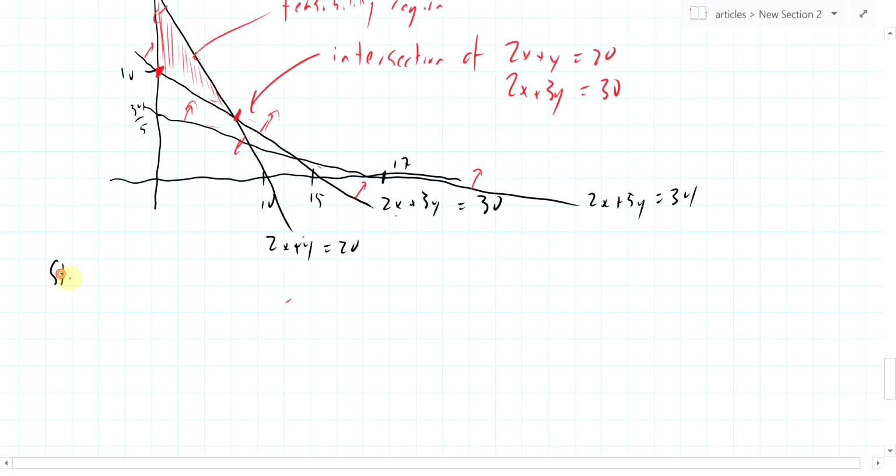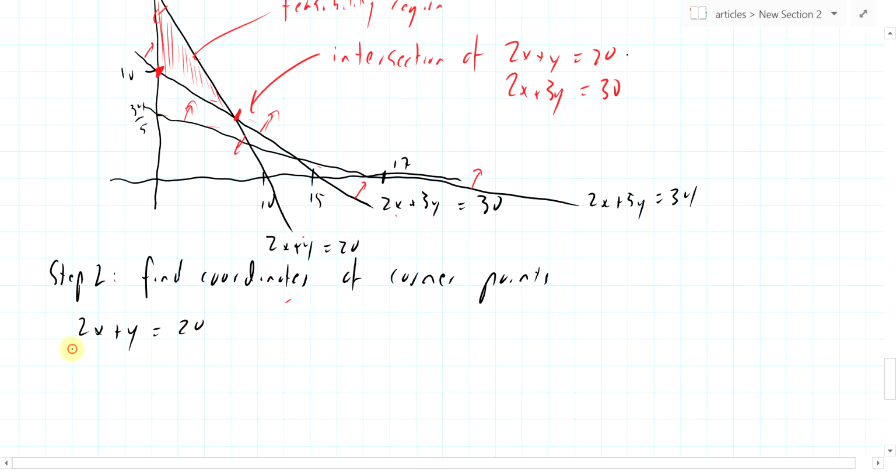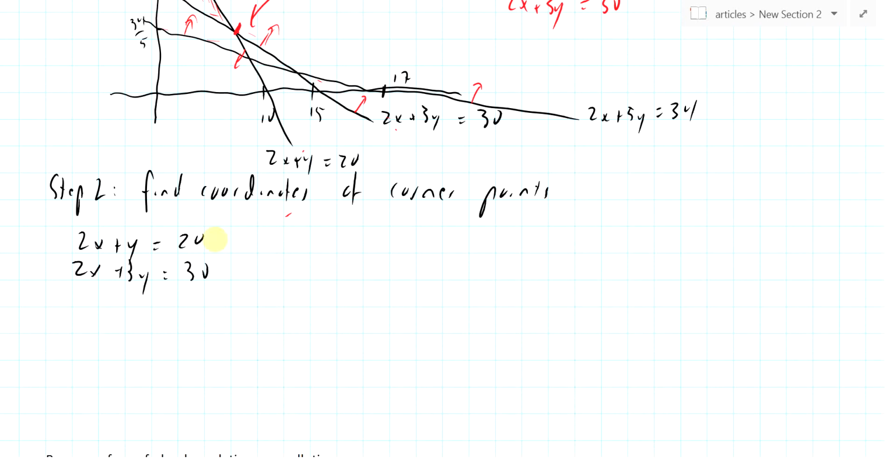Step 2, find coordinates of corner points. We know two of them, because there's just these y-intercepts, we just need to find that one. So, 2x plus y equals 20, 2x plus 3y equals 30. So if we subtract the top one from the bottom, 2x minus 2x is 0x, 3y minus y is 2y, 30 minus 20 is 10, so y equals 5.